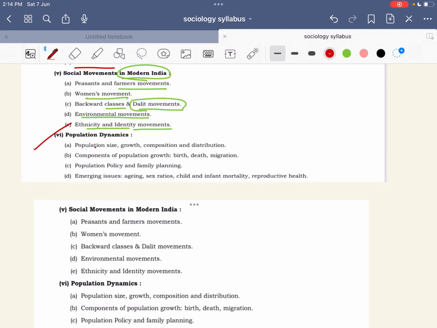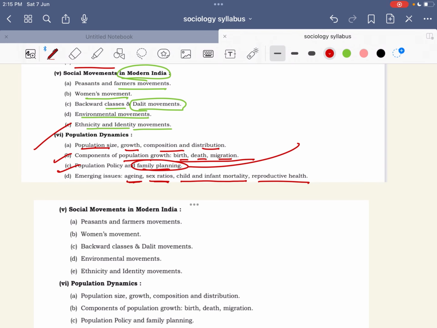Population, in this we will study the population policy of the Indian government, growth, composition, distribution, components of the population, growth, birth, death, migration, that all we study in detail. Population policy, family planning, this is an important area. More questions are asked from this area only, family planning. Then there are emerging issues like aging, sex ratio, child and infant mortality, reproductive health.